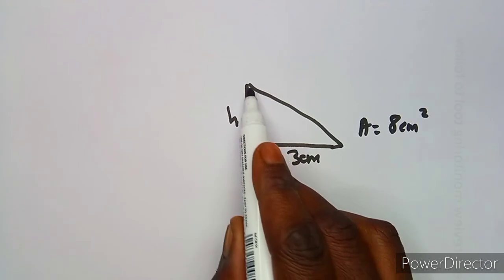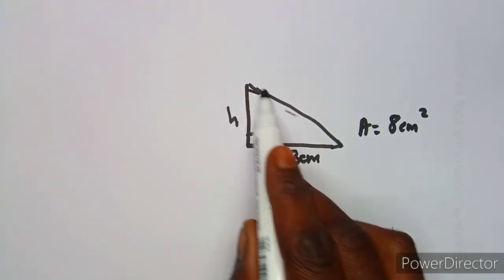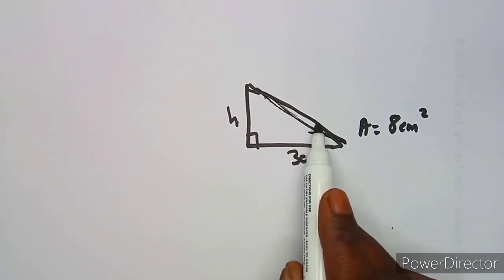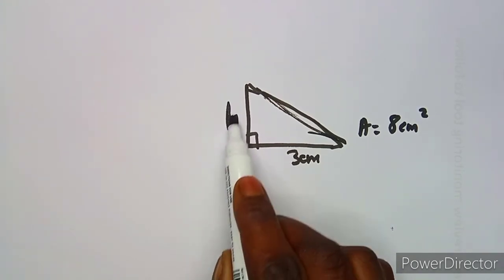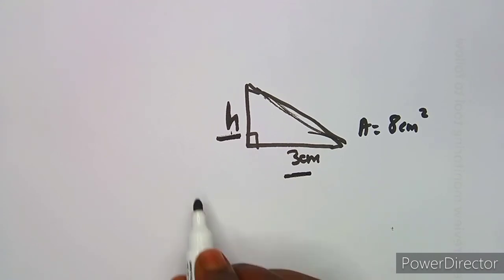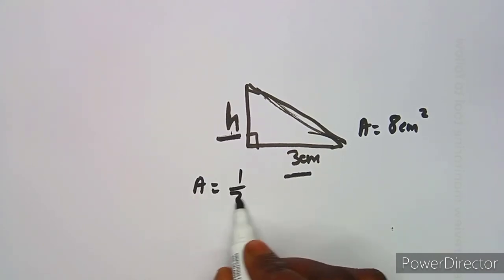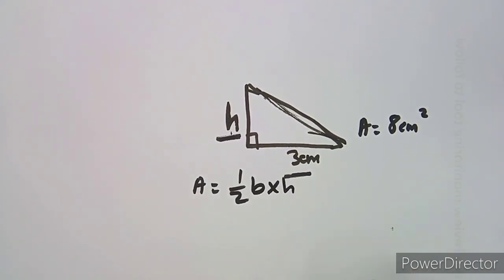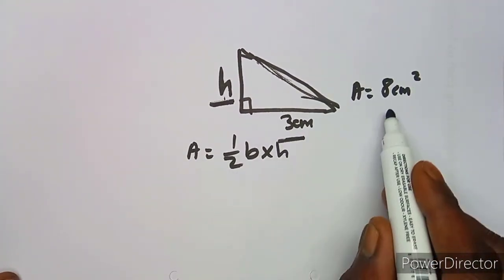This is not the height, this is just the hypotenuse, but the height of the triangle is this one, the one that you use when calculating area, where you use the formula of half base times what? Height, half BH, which is the area, and it's 8.